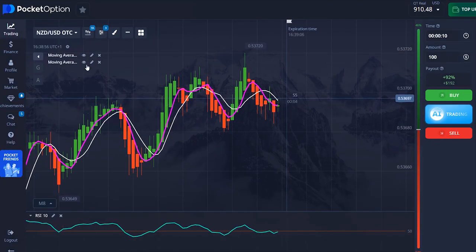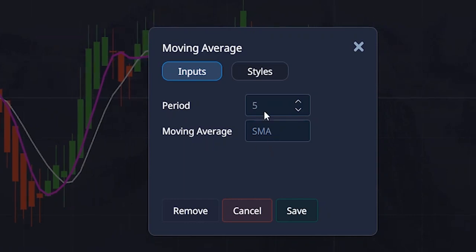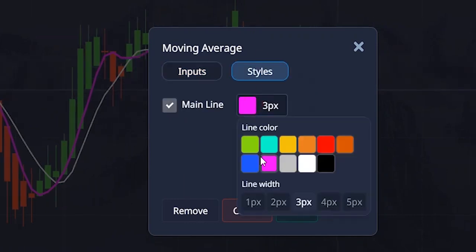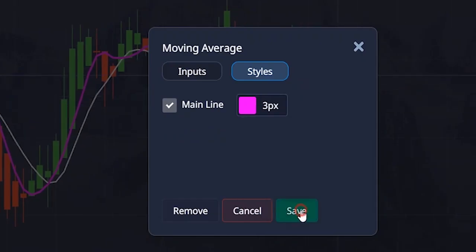The settings of the second moving average also come with the period of 5, moving average SMA. Right here on the style level, we're going to be using a purple color. I'm going to be using it on 3 pixels. So when you're done, just click on save.